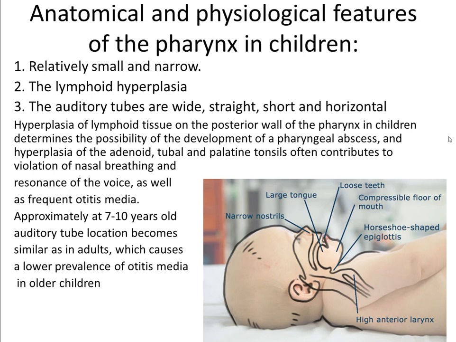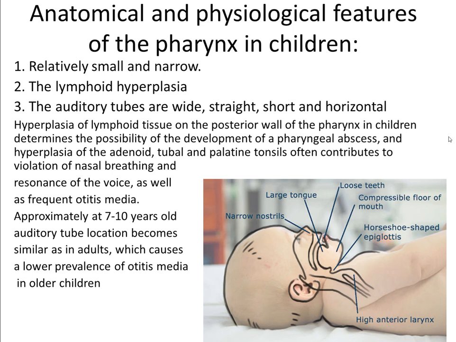Anatomical and physiological features of the pharynx in children. The pharynx is relatively small and narrow. Lymphoid hyperplasia is common for childhood. It is more prominent during the second, third year of life. The auditory tubes are wide, straight, short, and horizontal.